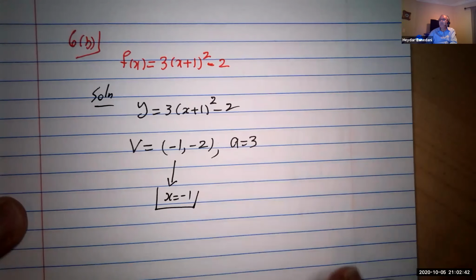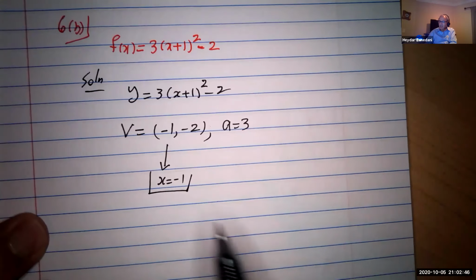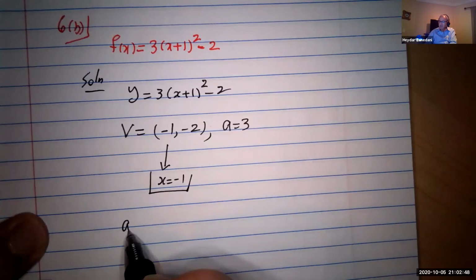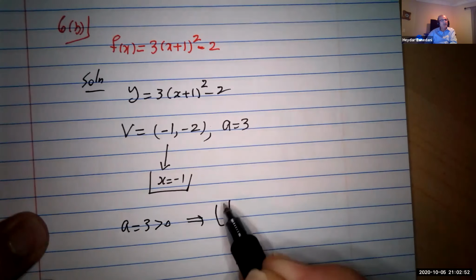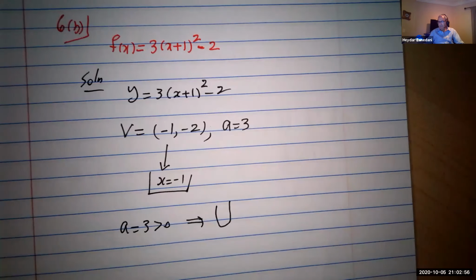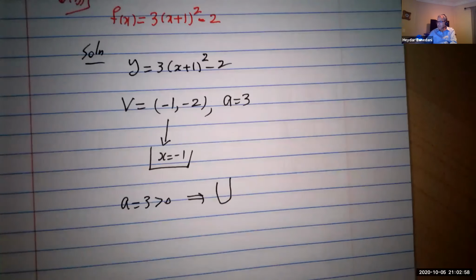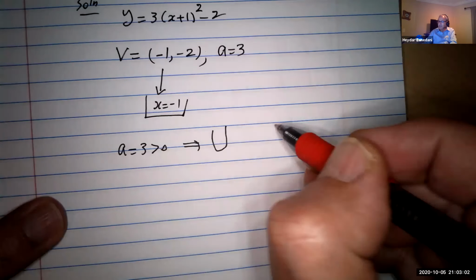So you want to graph it. You estimate it first. Okay, a is equal to 3. 3 is a positive number. Positive means up. So the graph would open upward. So get the graph. This is it.